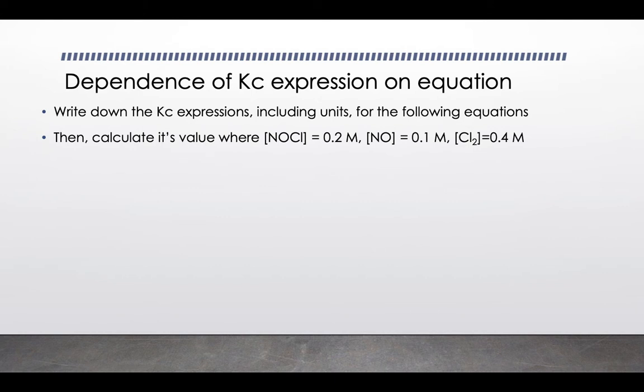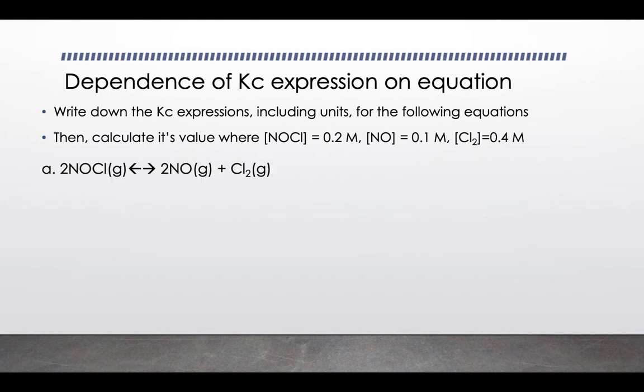So when we say that Kc is dependent on an equation, we mean that when we rearrange a chemical equation, for example, when we divide or multiply the coefficients, or when we write the equation the other way around, the Kc expression should also change with that, together with its value.